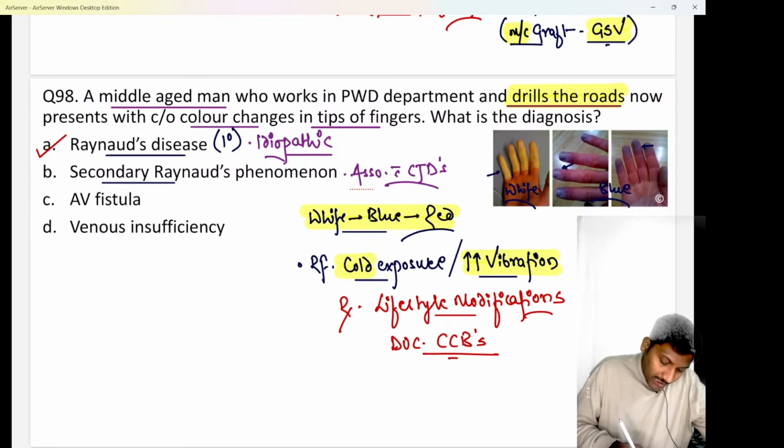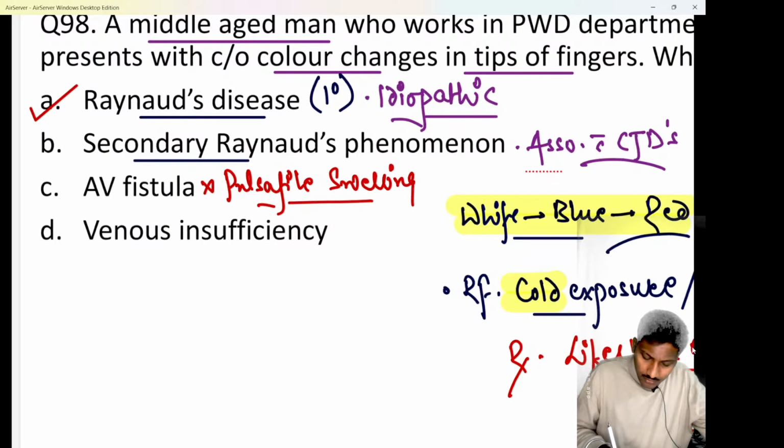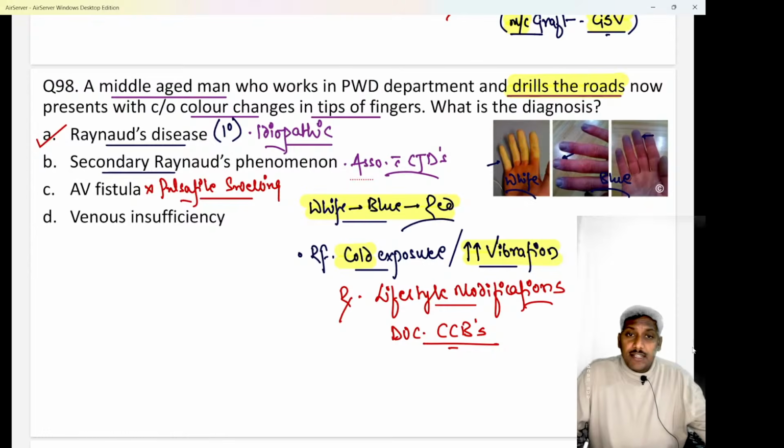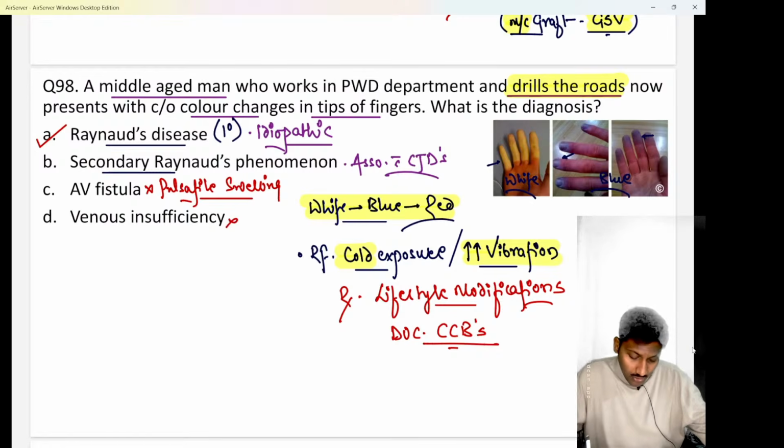That's the reason. AV fistula, as I've told you, is a classical pulsatile swelling. In a PYQ, there was a question where they said the patient comes to you with dilatation of a vein after a trauma. A lot of people marked the answer as varicose vein. Dilated vein is a varicose vein in the leg, but it does not have any pulsatile swelling. If they mention pulsatile swelling of a vein, think about an AV fistula or arteriovenous fistula. Venous insufficiency is not the cause.